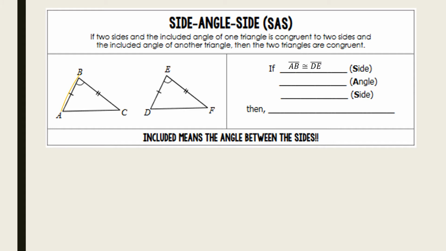If AB equals DE, and angle B is congruent to angle E, and side BC is congruent to side EF, then the entire triangles are congruent. And again, the big thing to remember is that the angle must be squished in between the two sides. So what does that look like in practice?